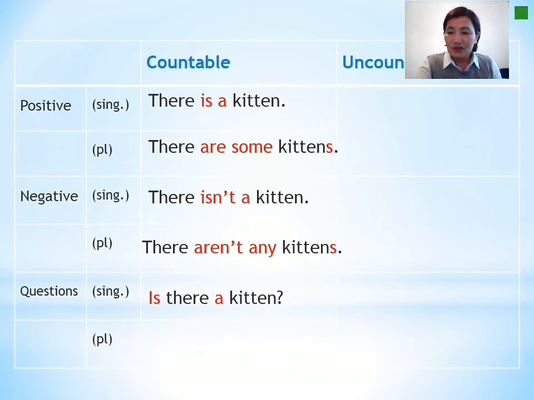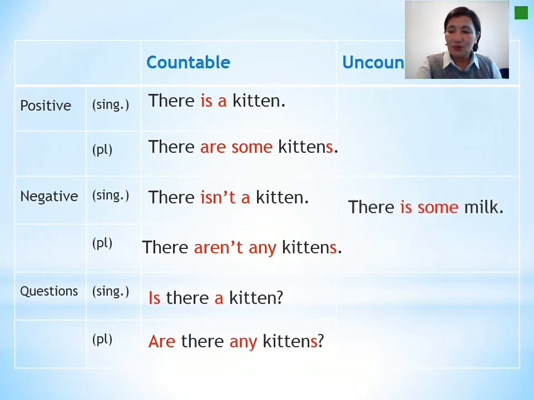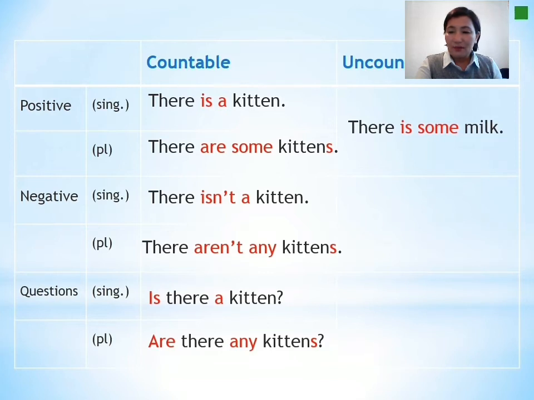And questions, how to make questions. Is there a kitten? We put the verb to be, is, at the beginning of the sentence. And the plural form: Are there any kittens? Here we have just kittens in plural form, and the question begins with the verb are.